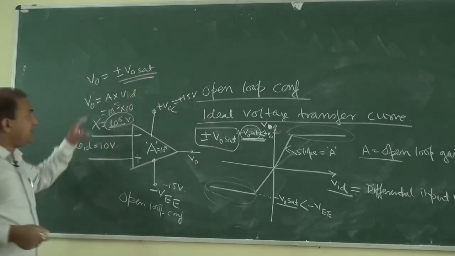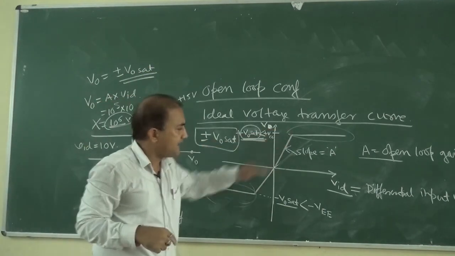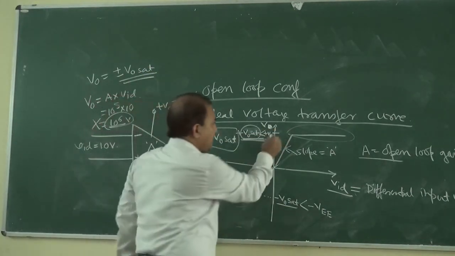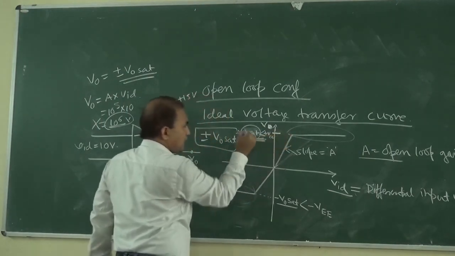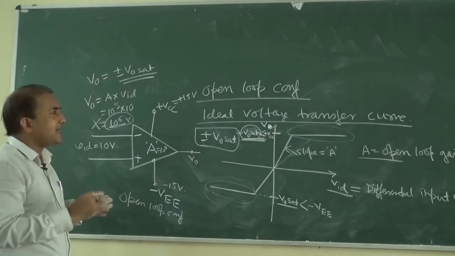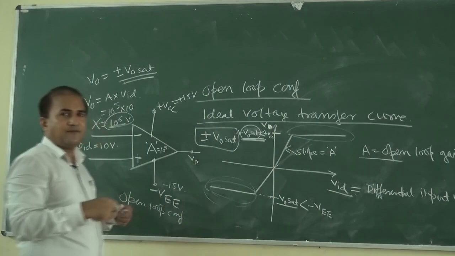This is the maximum limit. The maximum limit of V output is plus or minus V output sat. It cannot go beyond this value, plus V output sat and minus V output sat. So this is the ideal voltage transfer curve of the open loop operational amplifier.